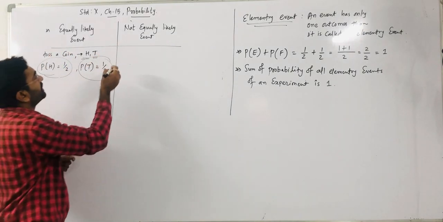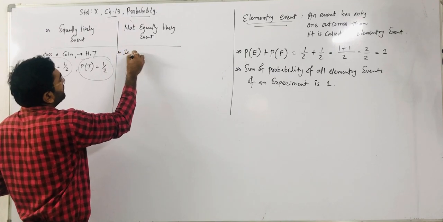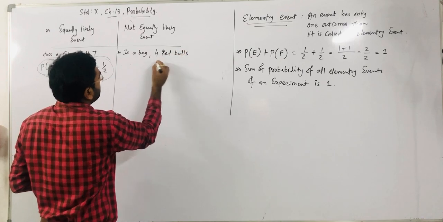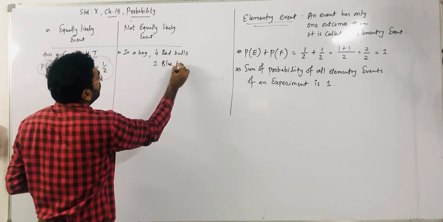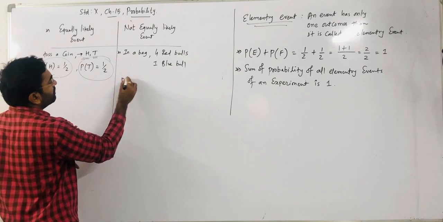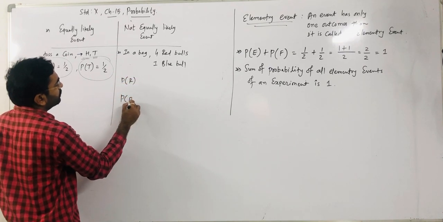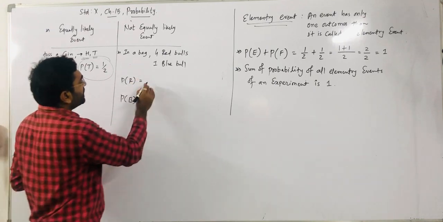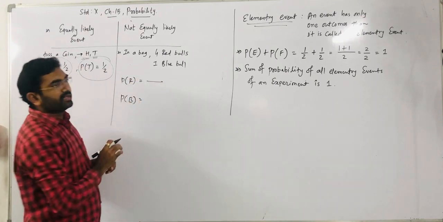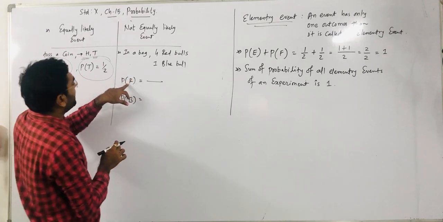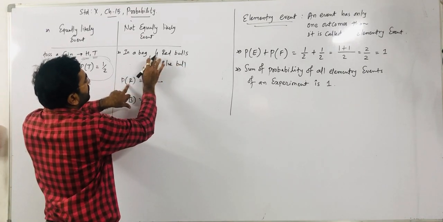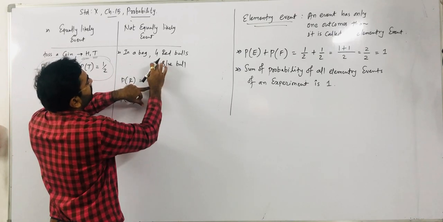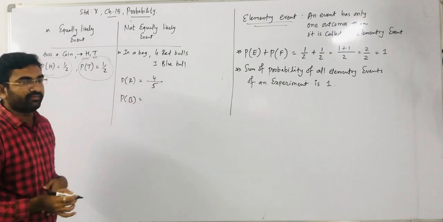Now for the not equally likely event, suppose in a bag there are 4 red balls and 1 blue ball, right? If I ask what is the probability of red and what is the probability of blue ball, then as per the formula we defined, in the numerator you write the favorable outcomes, in the denominator you write the total number of outcomes, right? So the red ball's favorable outcome is 4, and the total number of balls in the bag is 4 plus 1 is 5, so 4 by 5, right?